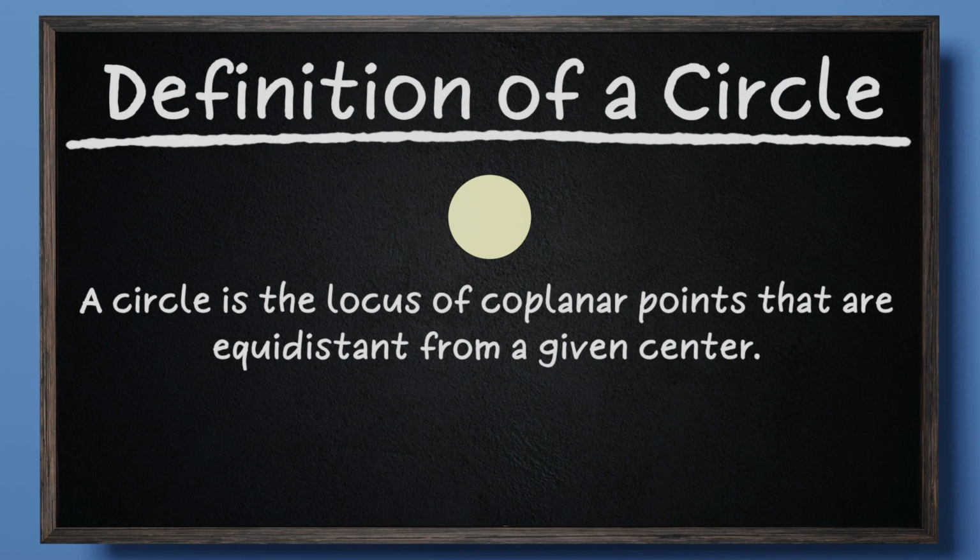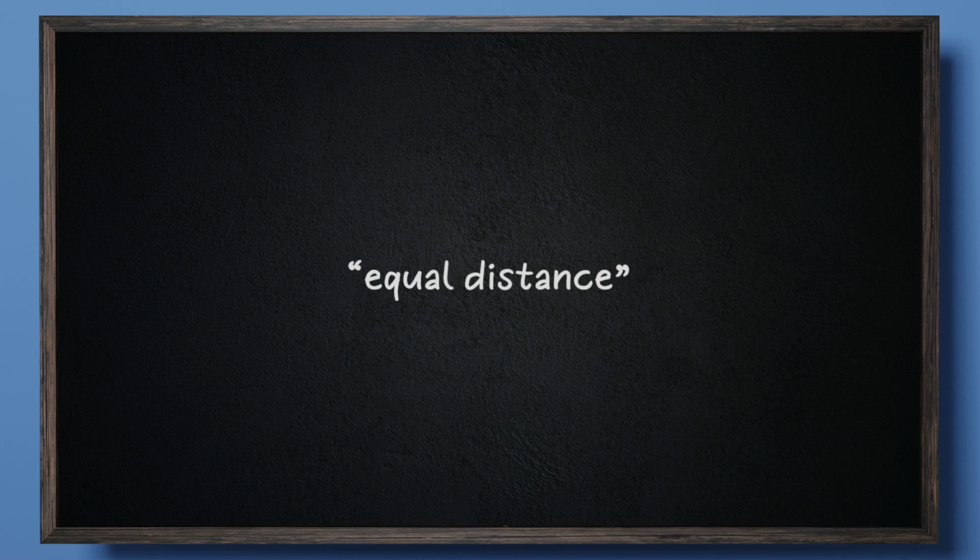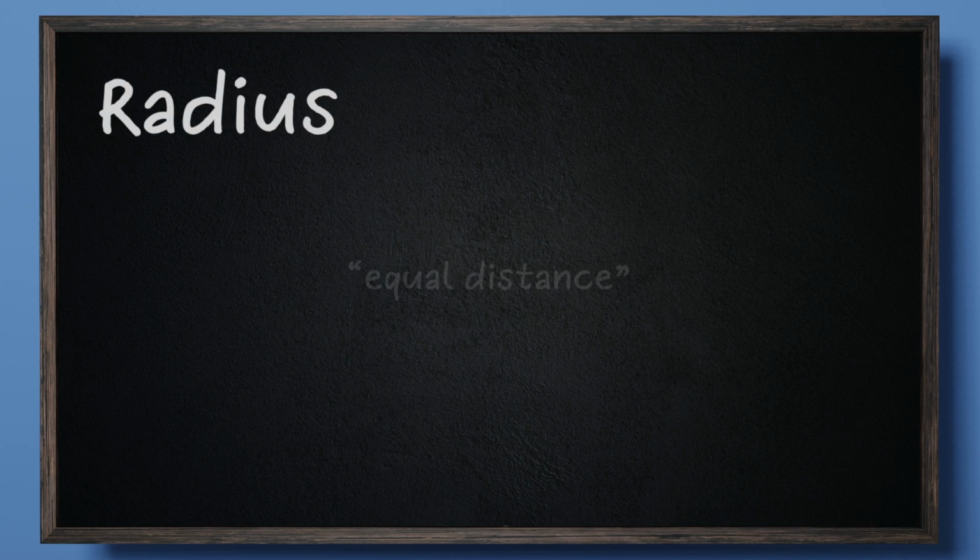Our study of circles began with the formal definition of the circle. If you recall, a circle is the locus of coplanar points that are equidistant from a given center. With the definition of circle under our belt, we can dive a bit deeper and examine the special elements of a circle. Firstly, this equal distance from the center we keep talking about has a specific name, called the radius.